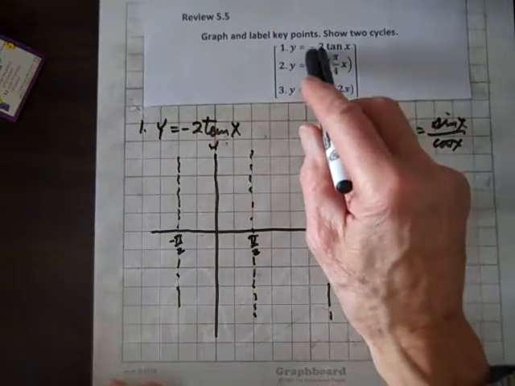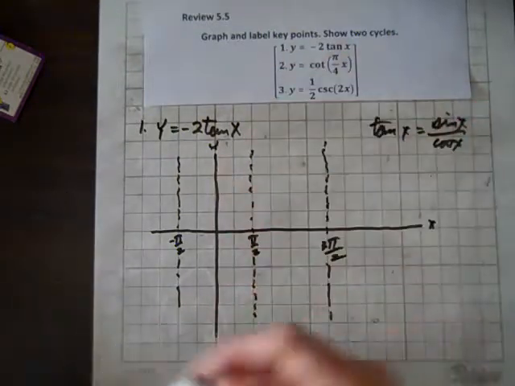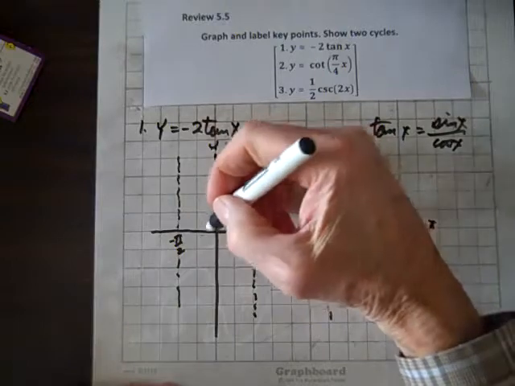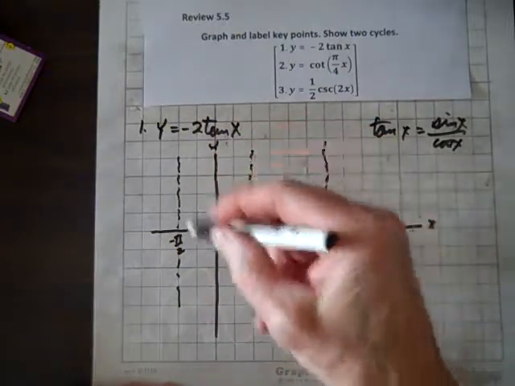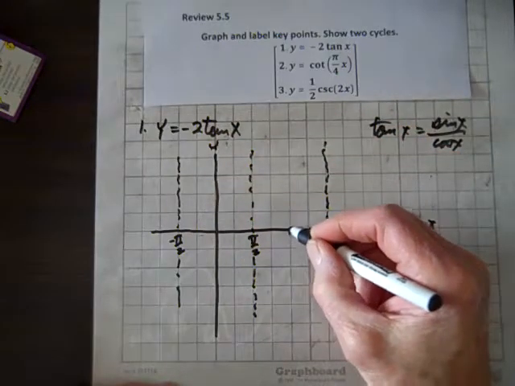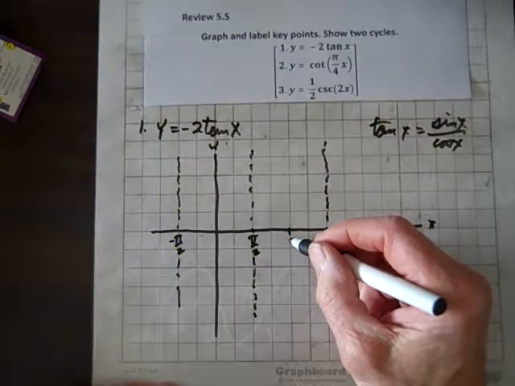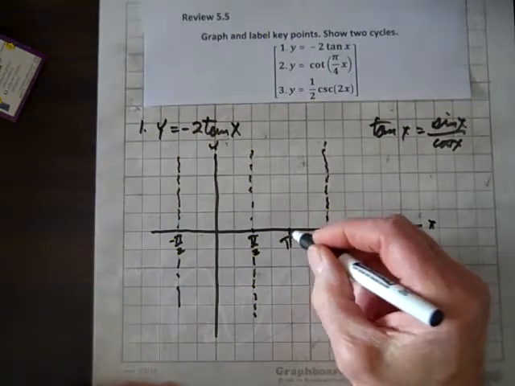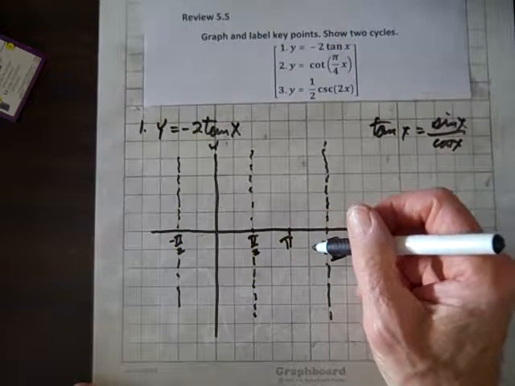Now this negative in front of the tangent function flipped the whole graph over, so instead of going like that, it's going to go like that and like that. By the way, let's label this point. This is pi over 2, 2 pi over 2, which is pi, 3 pi over 2, and so on.